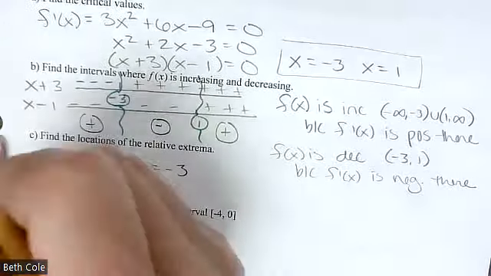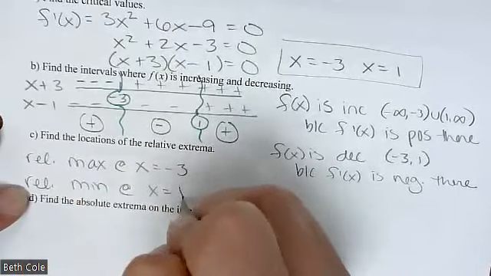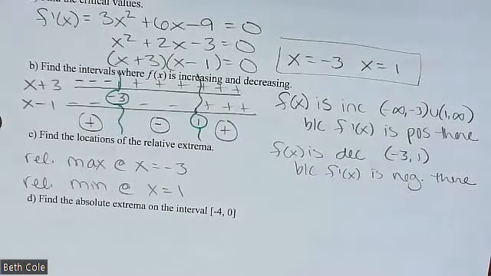Good. And then we're going to say relative minimum at x equals 1. What's the justification? Because f prime changes from negative to positive there.